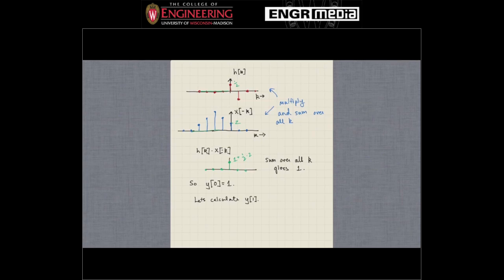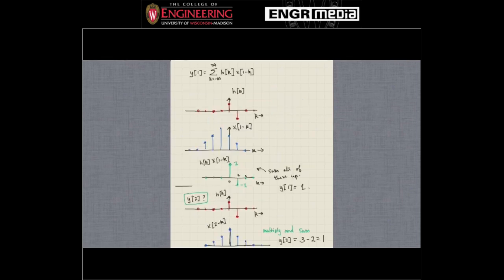So now we're going to sum up 0 plus 0 plus 0 plus 1 plus 0 plus 0. So summing over all k just gives us 1. All right, so what do we conclude? Conclude that y of 0 is equal to 1. Let's move on to the next point. Let's calculate y of 1.